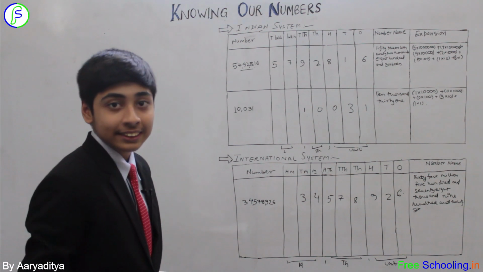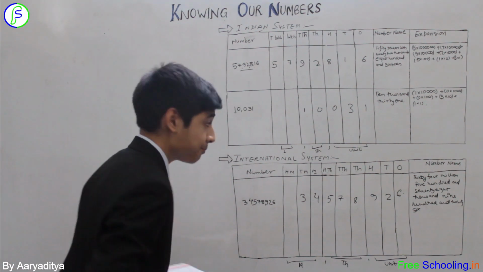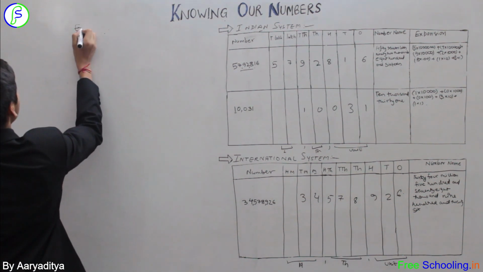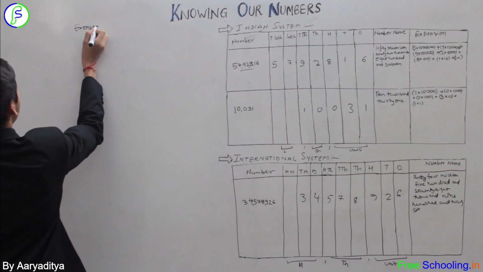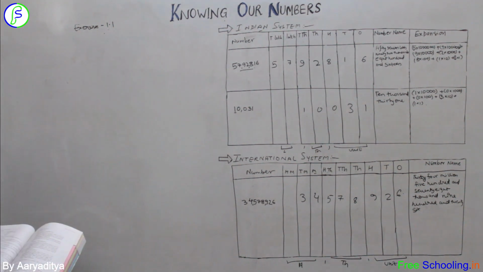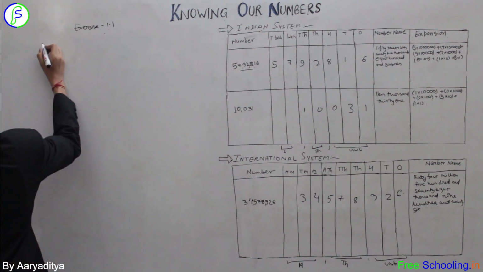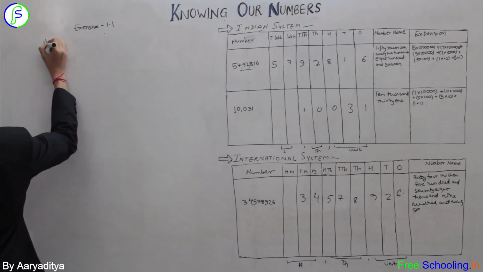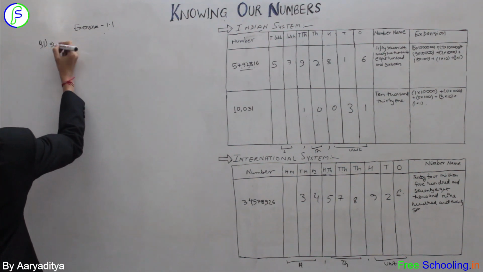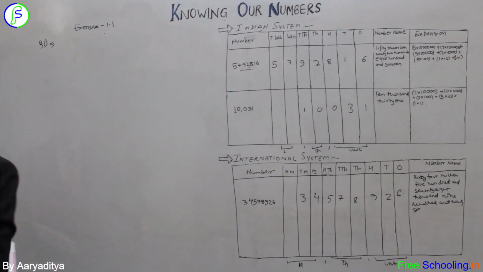Now let us start the exercise. Exercise 1.1 of class 6 mathematics NCERT. Now let us see the first question. Fill in the blanks. Okay, so the first sub question, A part. Let us solve the A part together. 1 lakh is equal to dash 10,000.